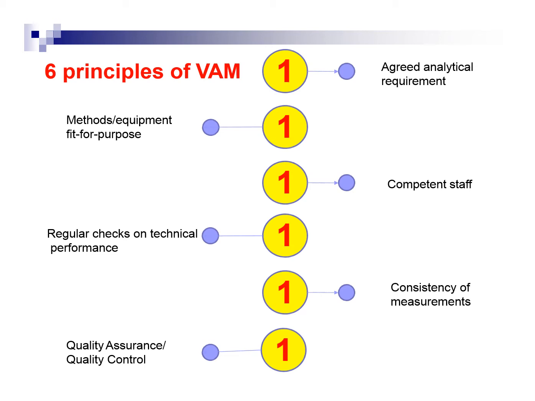And the staff performing the analysis should be competent, and we have to do regular checks on technical performance, consistency of the measurements. So the results that we are getting today, it should be the same. Maybe after 1 week when we do the experiment, it should be the same. So that is the meaning of consistency of measurements. And finally, of course, quality assurance and quality control comes along with our process. So it will come by the process of auditing and all those things. We will learn all about auditing in detail in the ISO chapter.